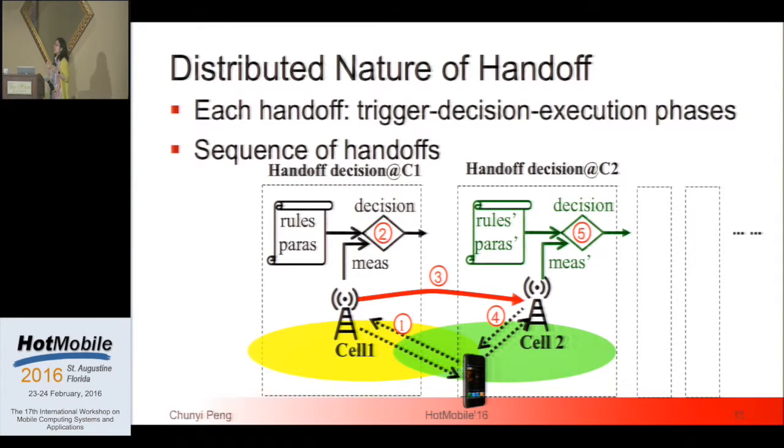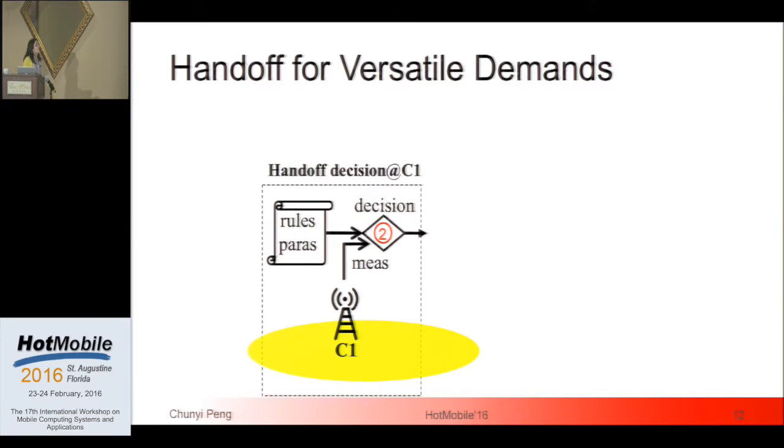However, once the phone moves to cell 2, a similar procedure can be repeated. Of course, if the handoff is stable, it likely may not trigger another decision to move to another handoff. But if it does, the whole handoff process is a sequence of handoff decisions. Now, the real problem in the handoff decision is that handoff does not use one single rule. Actually, handoff is used to satisfy many different demands.